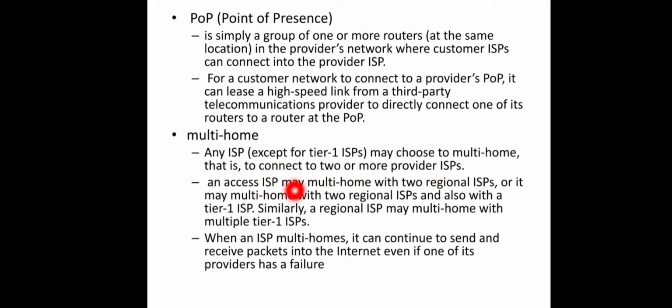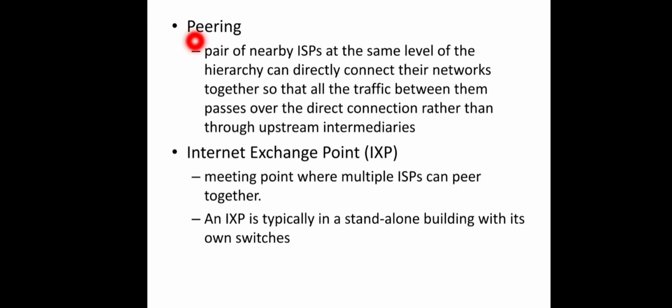An access ISP may multi-home with 2 regional ISPs, or it may multi-home with 2 regional ISPs and also with a tier 1 ISP, a national ISP, directly. You know the benefit of this multi-homing, right? Availability, robustness, etc. That is, even if one of the ISPs fails, it can continue to access the internet through the other ISP.